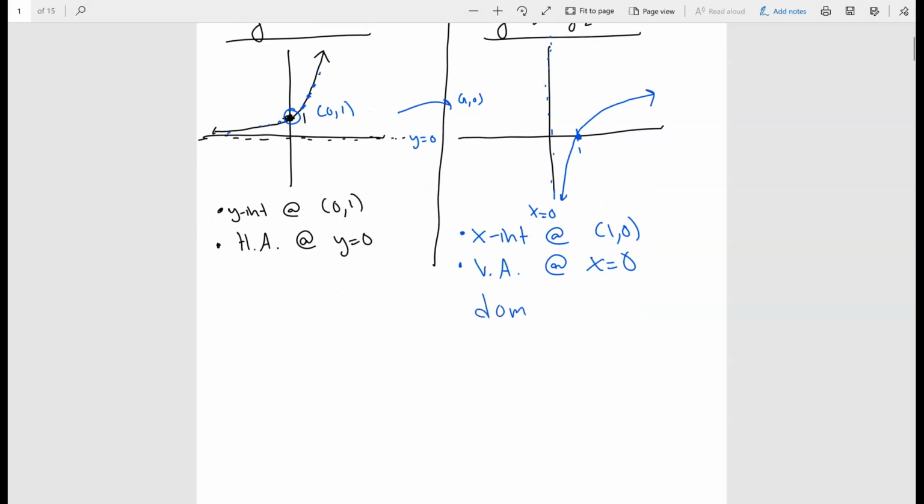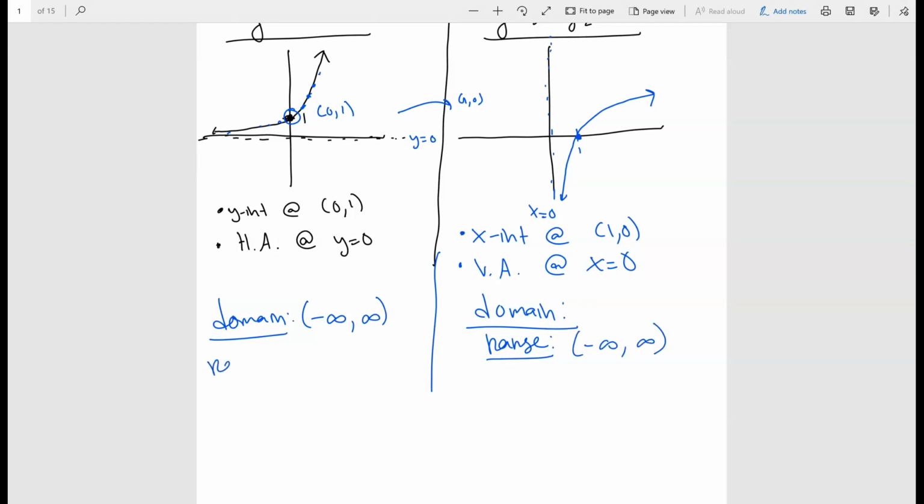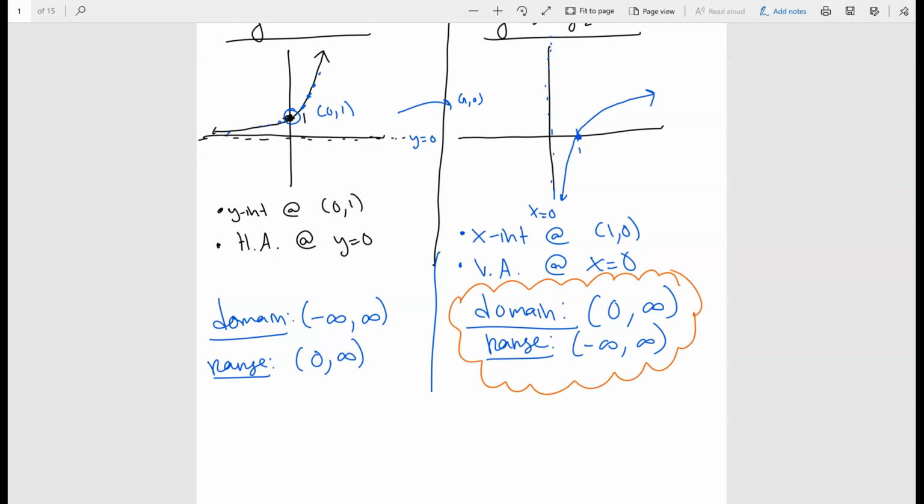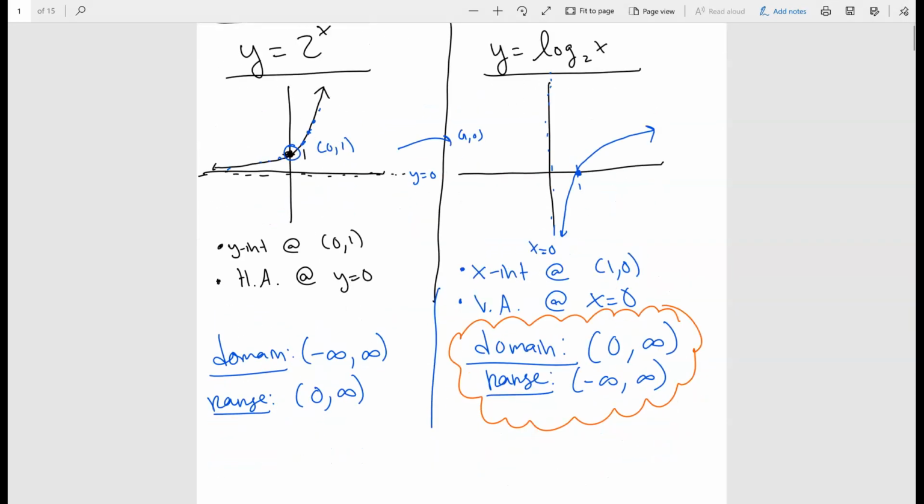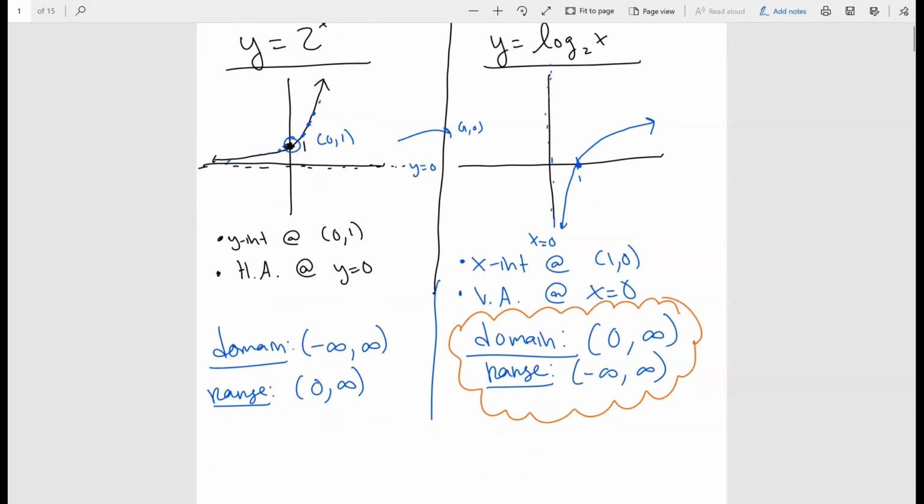The domain and the range have also swapped. The domain for the exponential was negative infinity to positive infinity. Now that has switched to the range over here. The range for the exponential was 0 to infinity. In this case, it switches to the domain of the log function. So these have just swapped. The logarithm is on the parent function worksheet, so you can see it. This is basically what it looks like.